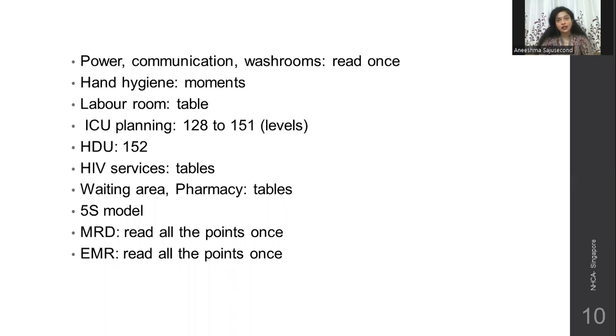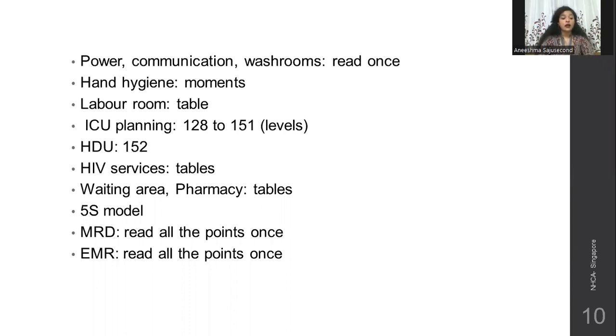ICU planning, the entire chapter is important from page number 128 to 151. Focus more on the levels and the facilities in ICU. Noise levels, lighting, facilities in ICU, furniture, etc. HDU and ICU difference. HDU is on page number 152. The difference between HDU and ICU, and why do we need HDU?